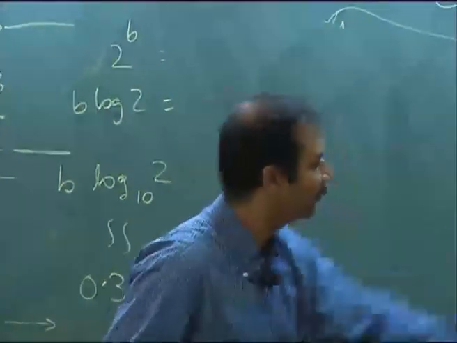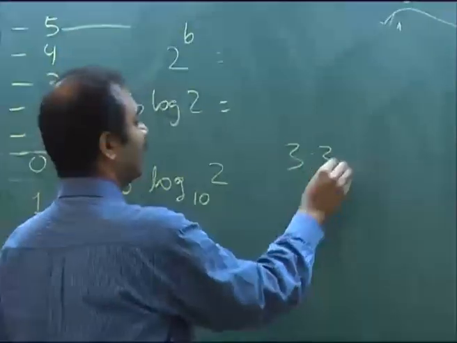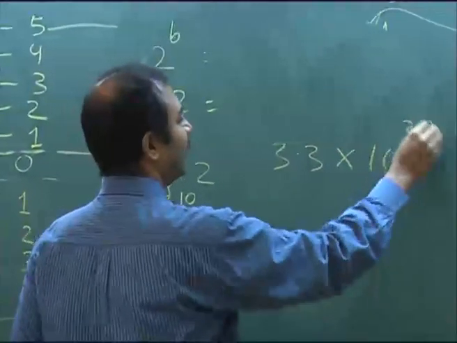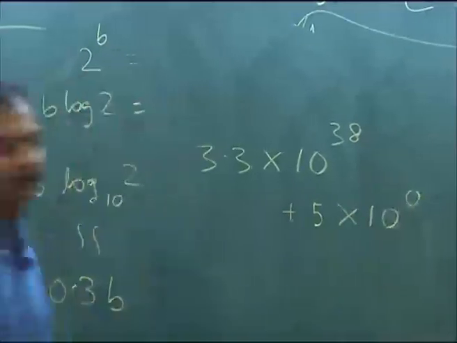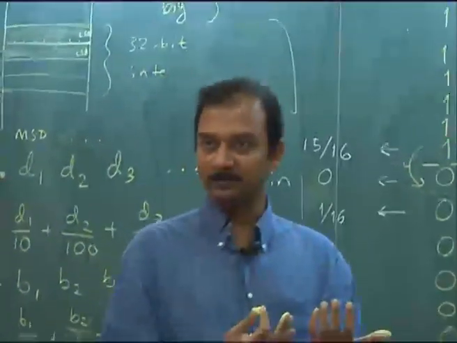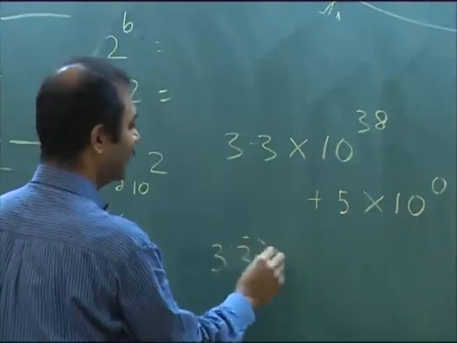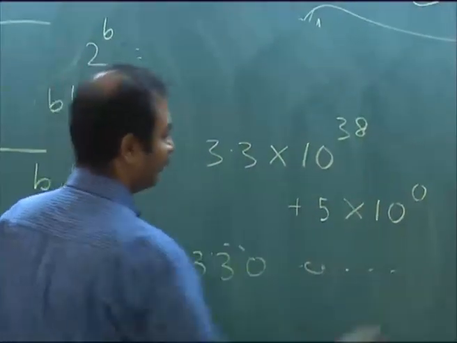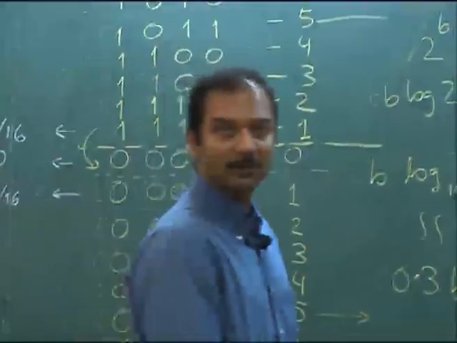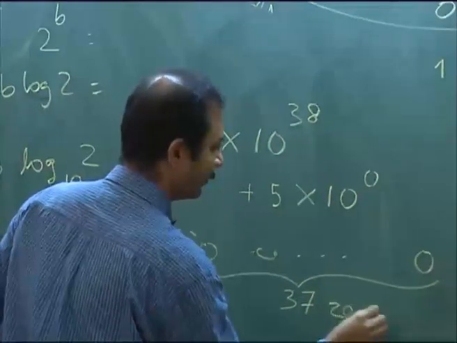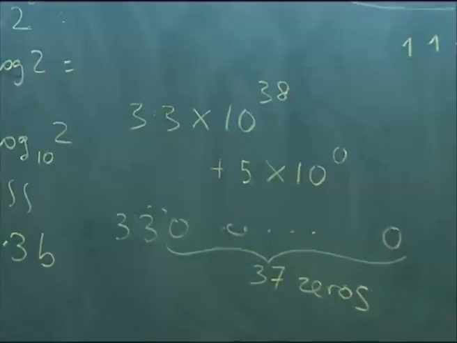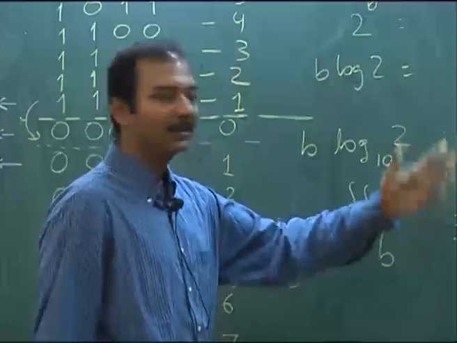So you have 3.3 × 10^38 plus 5 × 10^0, right? The first thing you have to do is line up the exponents. So you do that by writing 3, 3, and then you keep adding how many? Approximately 37 zeros, right? That's the first number, which has now been denormalized.